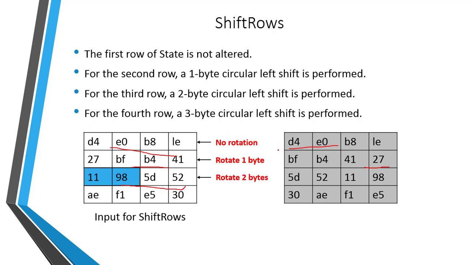So 5D, 52, 11 and 98. So 2 bytes are shifted here, and in the fourth row 3 bytes are shifted. So 30 after AE, F1 and E5. So this is the output of the last row. So in this way shift row operations is performed in the AES.